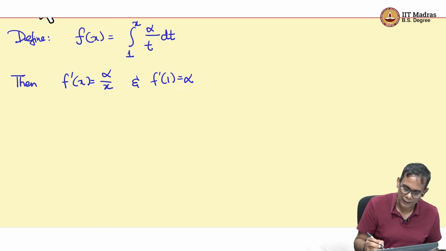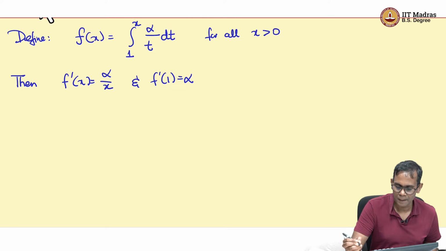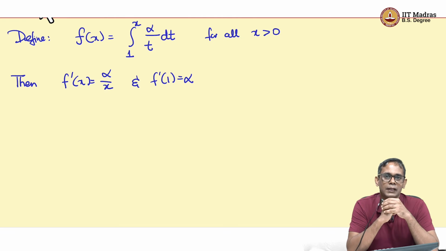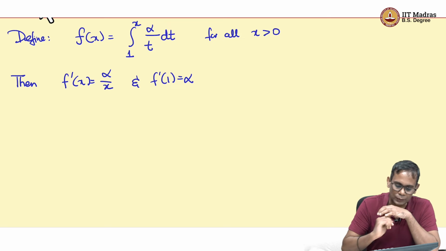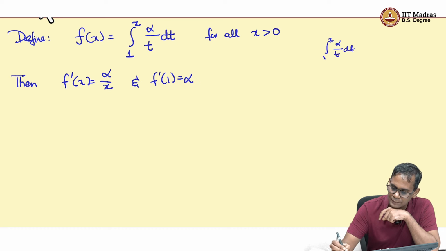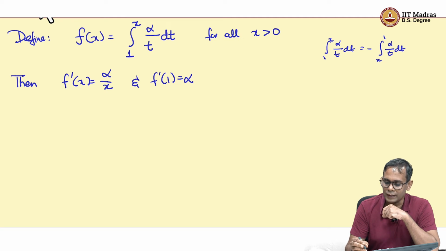On what domain can we define this? Well, we can define this for all x positive, because if x is positive, then 1 over t is going to be a continuous function on the domain 1 to x. Now, there are two cases here. You can assume that x is greater than 1. If x is less than 1, then you would have to define this as minus integral x to 1 alpha over t dt. And so, this function would take negative values for x less than 1 and positive values for x greater than 1.